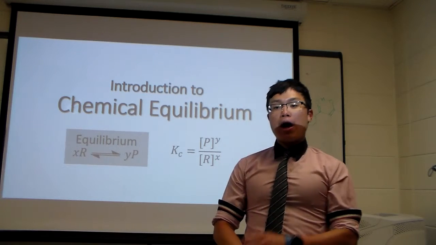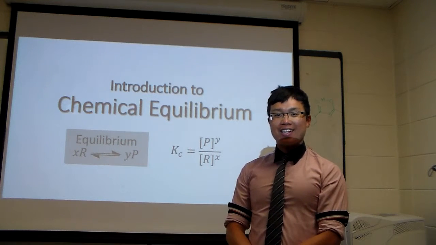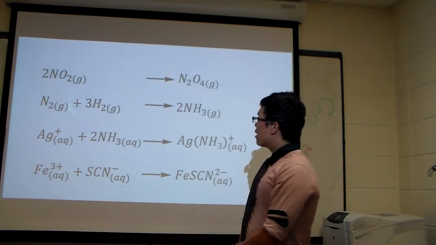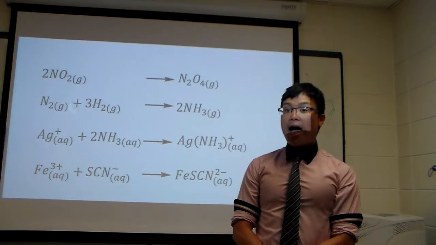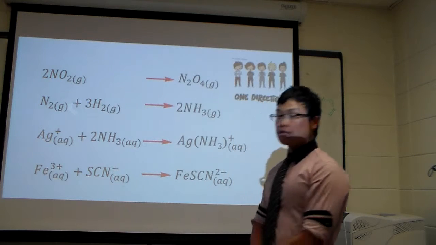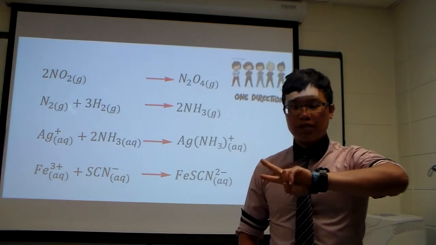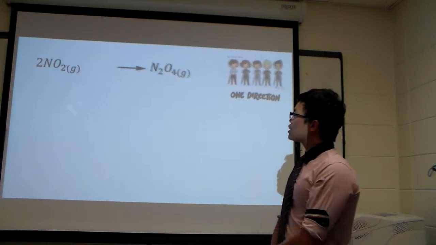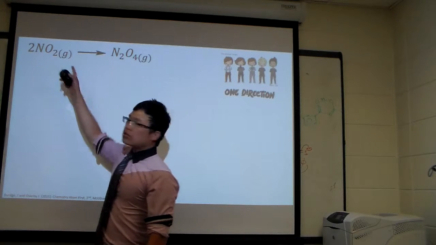Today we are going to talk about a new concept, called chemical equilibrium. You guys ready? In the past, we have treated chemical reactions as if they go in one direction and go to completion, okay? One direction and completion. Considering the first reaction right here, the reactant nitrogen dioxide.